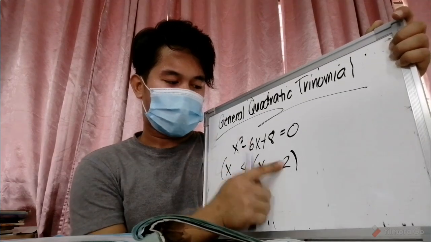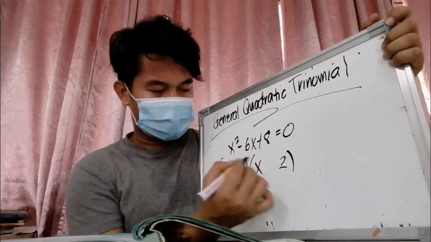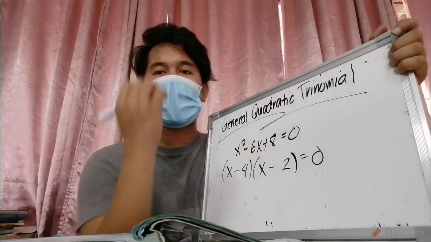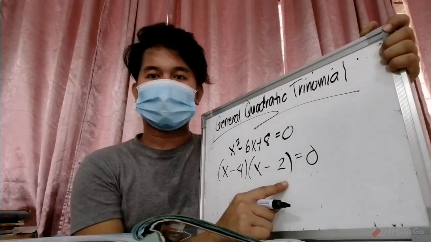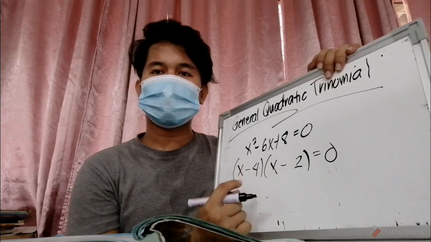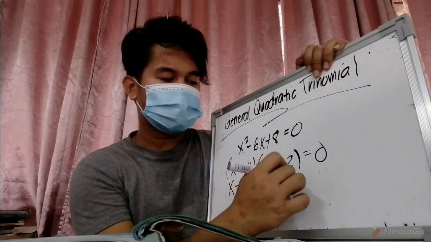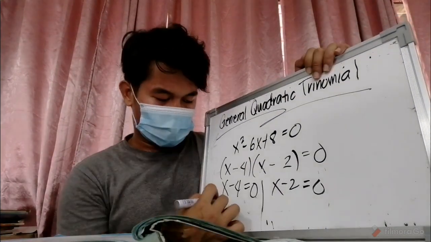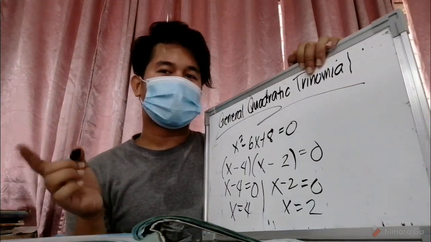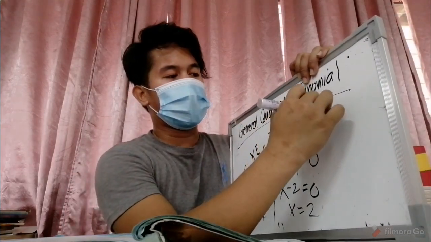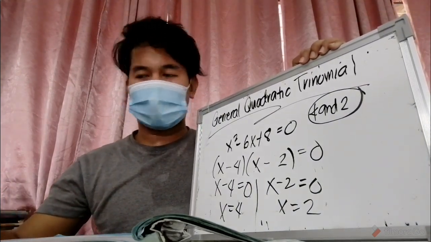And dahil bawal ang positive, positive kasi nga negative yung sign nitong gitna, therefore, our sign here is x minus 4 and x minus 2 equals 0 because if we're going to add negative 4x plus negative 2x, the answer is negative 6x. And by using the zero product property, we have x minus 4 equals 0, x minus 2 equals 0, and then transpose x equals 4 and x equals 2, and therefore the roots are 4 and 2. And that is the general quadratic trinomial.